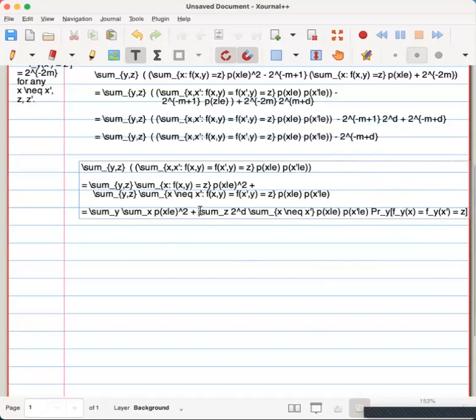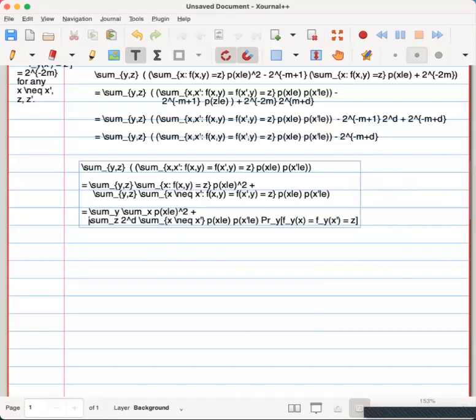So let me move this down. This is a very important step. Let's go back again. The first one was easier. In the inner summation, I'm summing over all x's that map to z, and then I'm summing over all z's out here. So overall, I'm summing over all x's. That's the explanation of the first thing.